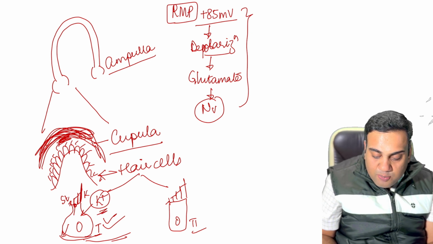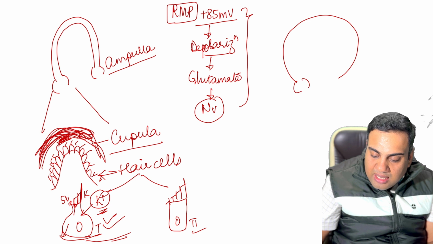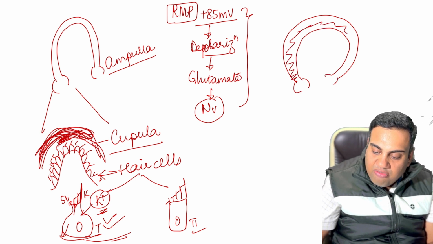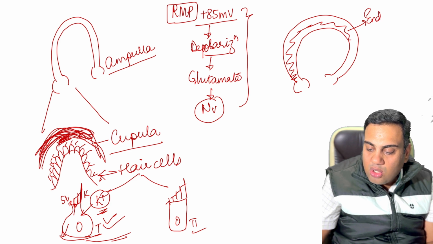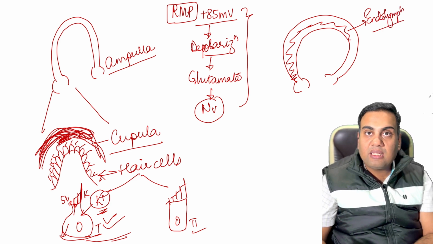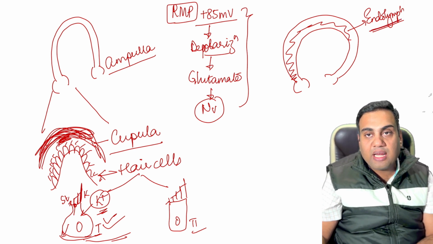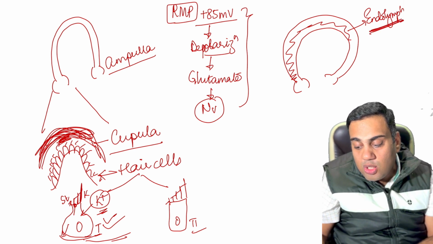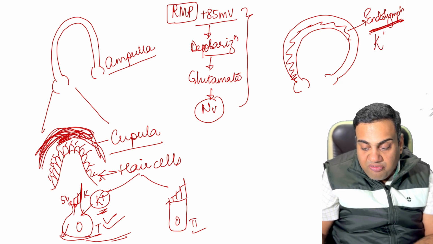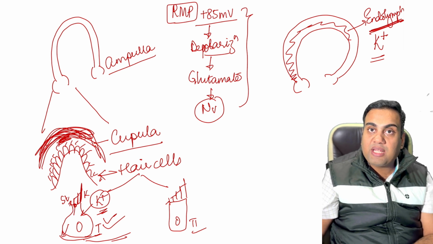Now where has this potassium come from? Let us understand. This membranous semicircular canal has a fluid inside which is called as the endolymph. This endolymph is very, very rich in potassium.